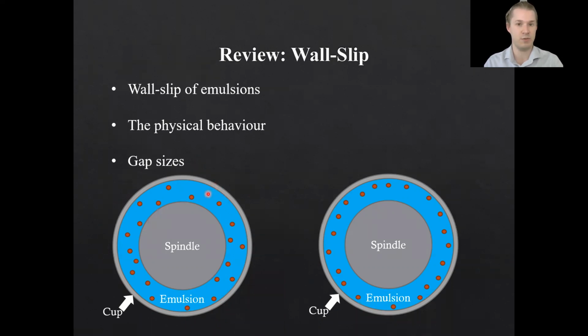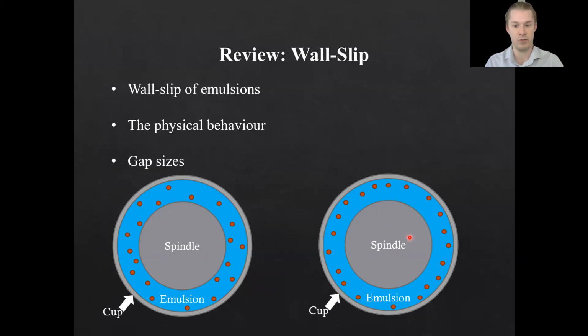For the continuous fluid assumption to be true, we need an even distribution of our dispersed phase droplets within our sample. What occurs in wall slip is more akin to our image here on the right, where our dispersed particles are no longer evenly distributed amongst the sample and are now more concentrated closer to our cup than to our spindle. Thus, we have a gap from our spindle to our dispersed particles. This is found to be between 0.1 and 10 microns in size. That varies quite a bit depending on the sample's characteristics.